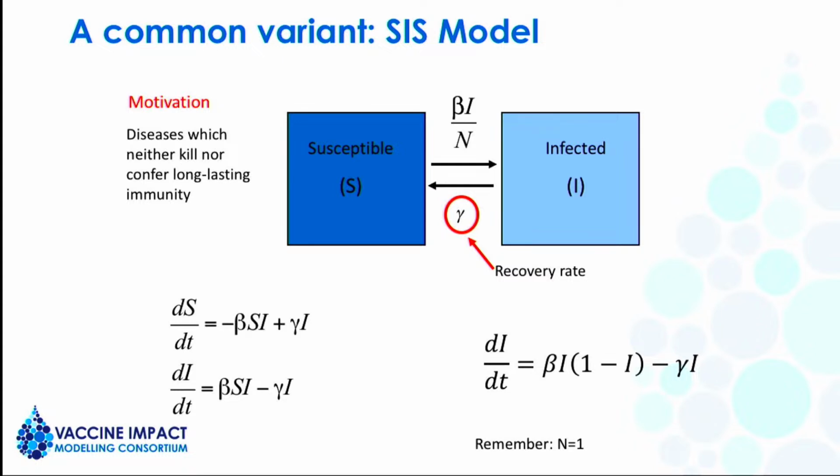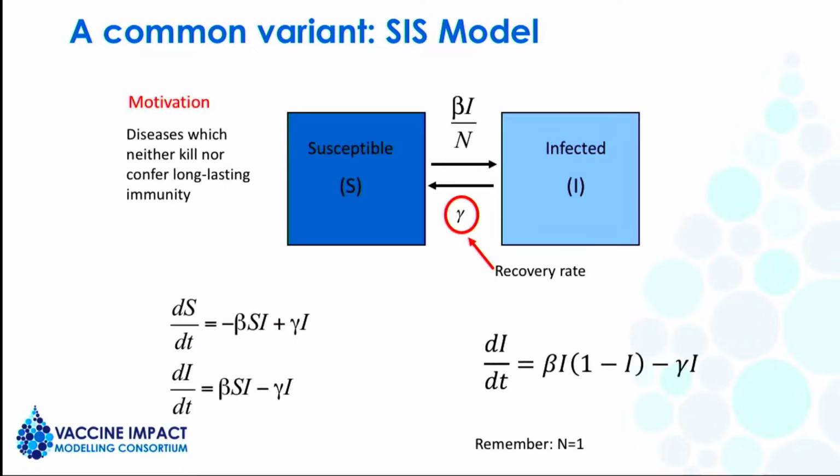Okay. So this just adds an extra bit of complexity. We can do the same thing in terms of solving this system. We can use the fact that everyone in the population is either susceptible or infected to rearrange our equation for dI by dt.